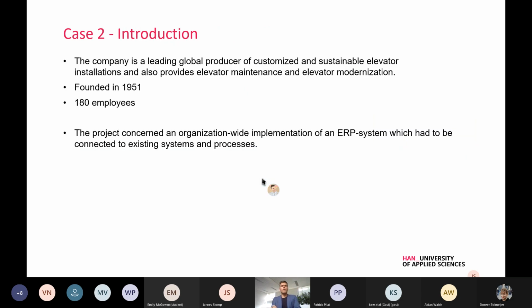And on the other hand, we had a second case, of course. The second case is a global producer of customized and sustainable elevators. It is a bit smaller company.